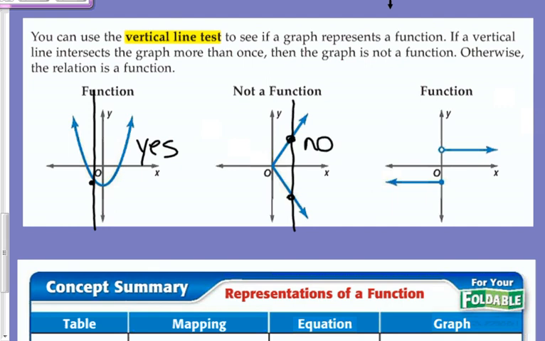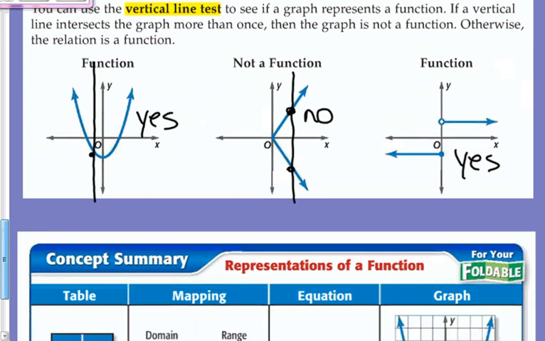I'm going to draw a vertical line here. What if I draw it right on the y-axis? This hollow circle means that point is not included. A filled-in circle means the point's included. So would I intersect in 2 spots if it went down the y-axis? No. So yes, this is a function. I can't intersect twice anywhere I draw a straight line.